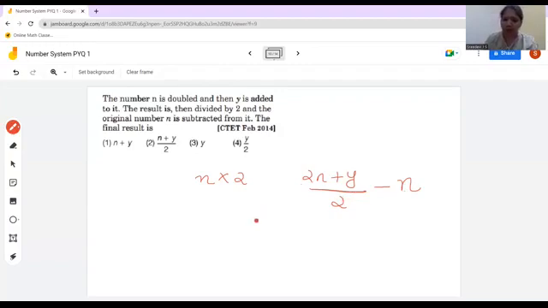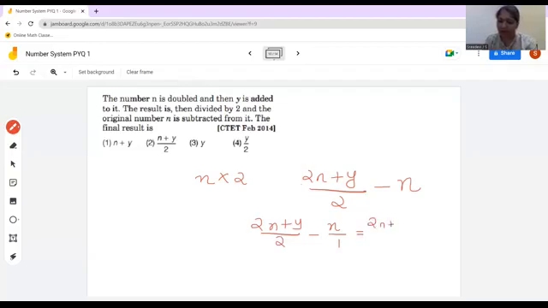So what you can do? 2n plus y by 2 minus n by 1. Here the denominator of n is 1, right? How can the denominator be 2? The numerator and denominator you have to multiply by 2 so that these fractions will become like fractions. This is a basic thing for those doing it for the first time, so that's why I'm elaborating it.